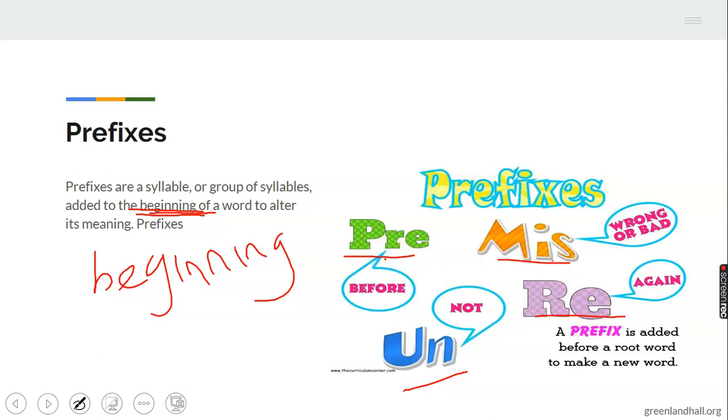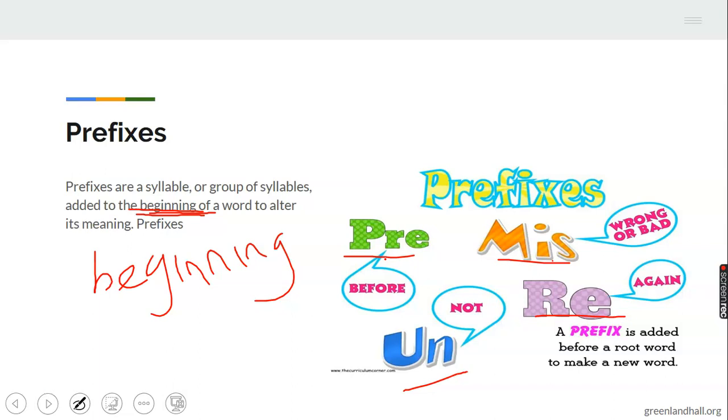When you hear pre, it means before. That's why we have presumption, prenatal, preschool, and so on and so forth, precolonial. That is before. Pre means before. Un means not. Unattended to.